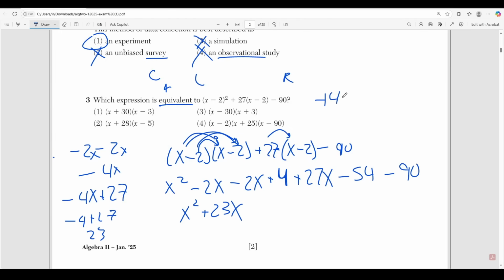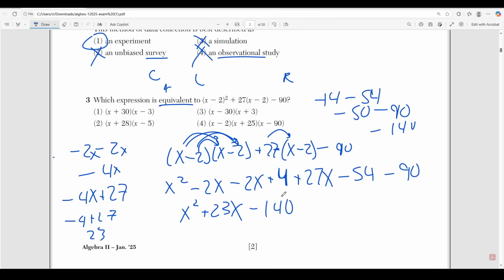We have positive 4 minus 54. So if you plug that into your calculator, and you can plug all of these into your calculator, right? If you didn't know what negative 2 minus 2 was, let the calculator do the math for you. Don't guess. So we have positive 4 minus 54. It's going to be negative 50. And negative 50 minus 90, which is negative 140. And that's all of our like terms combined.